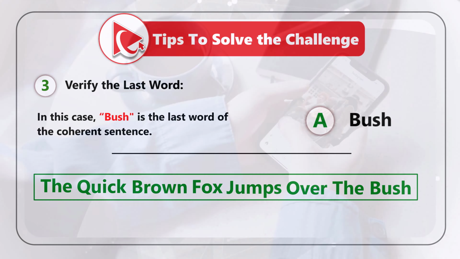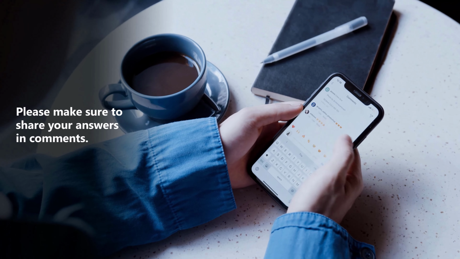Did you get to the same solution? If not, please make sure to post your answer and rationale in comments.